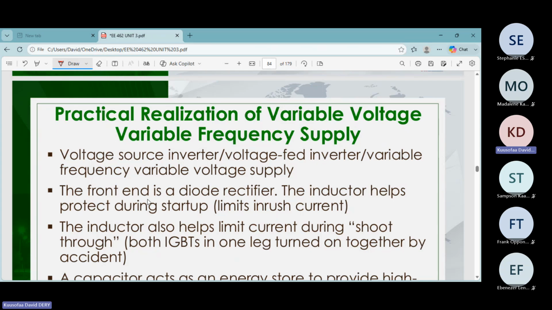The front end is a diode rectifier, which you've seen, and the inductor helps to protect during startup, to limit the inrush current. You know that when the induction motor is starting, it draws a high amount of current, so you use the inductor to limit the inrush current. That inductor also helps limit the current during shoot through.